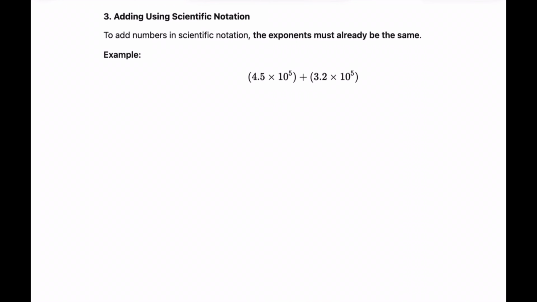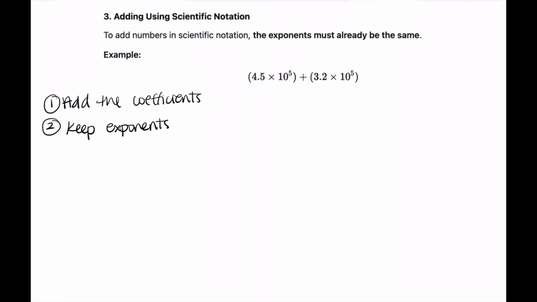And now we'll get into adding using scientific notation. A really quick and key point here: to add numbers in scientific notation, the exponents must already be the same. So here we have 4.5 times 10 to the 5th plus 3.2 times 10 to the 5th. In this example, our exponents are the same, so we can just go ahead and follow two simple steps. We're going to add the coefficients and then keep the exponents the same.